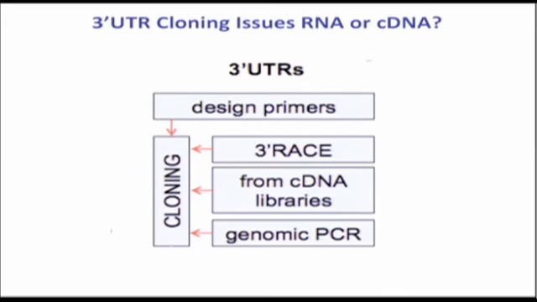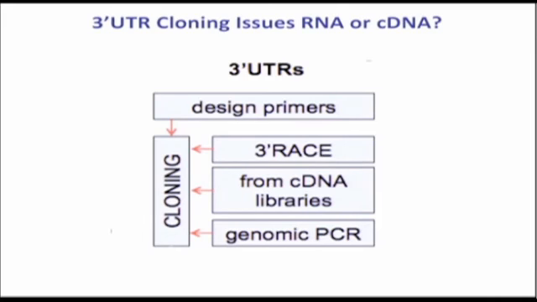Do we use 3' RACE, or do we use cDNA libraries, or do we directly amplify from the genome? The problem with 3' RACE is which cell line you're going to use. You may have a cell line with specific 3' UTR isoforms. The idea is to take the longest possible so you can actually do your experiment and look for these elements. So we decided not to go with RACE.